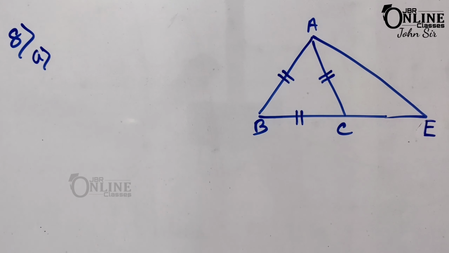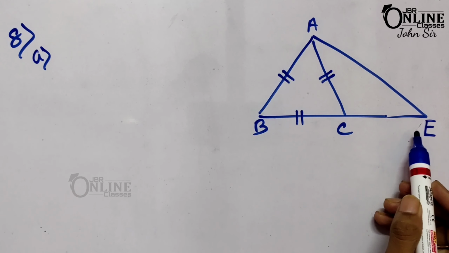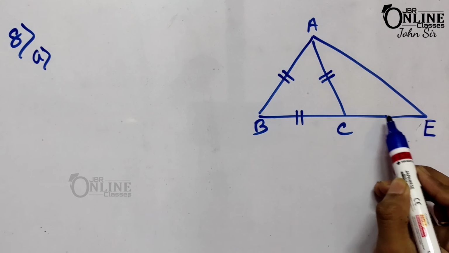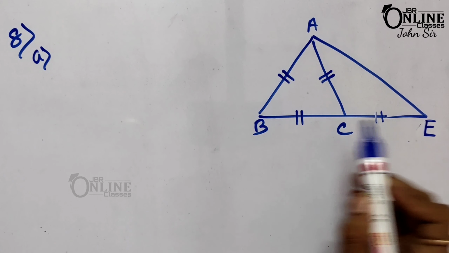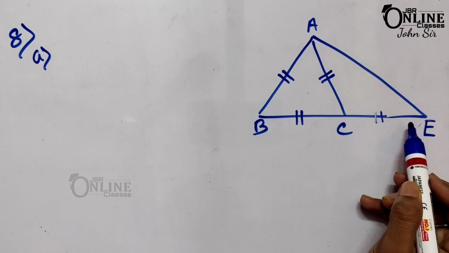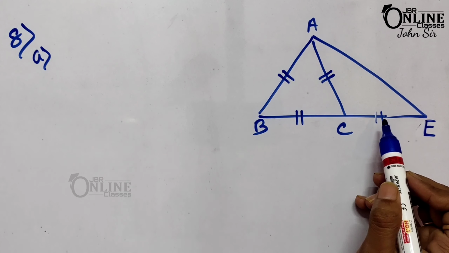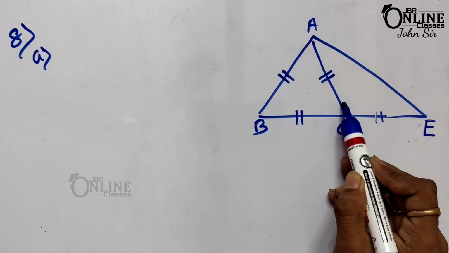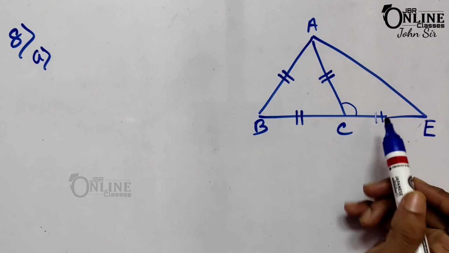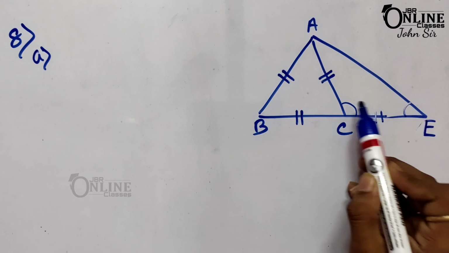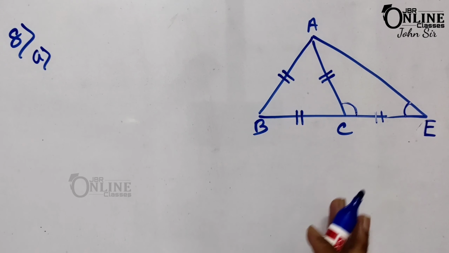Base BC produced to E, and here BC is equal to CE. Now calculate angle ACE, that means this one, and angle AEC, that means this one. You have to find out this angle and this angle.